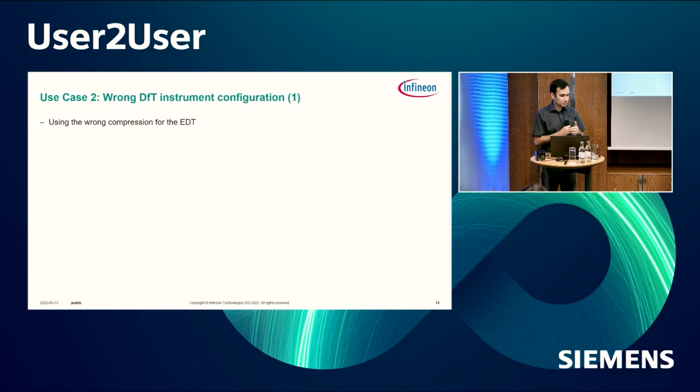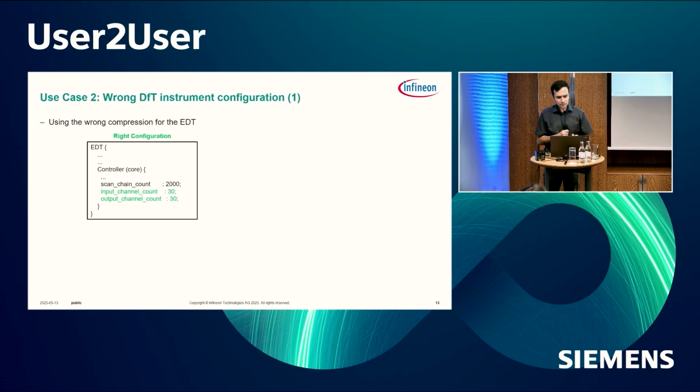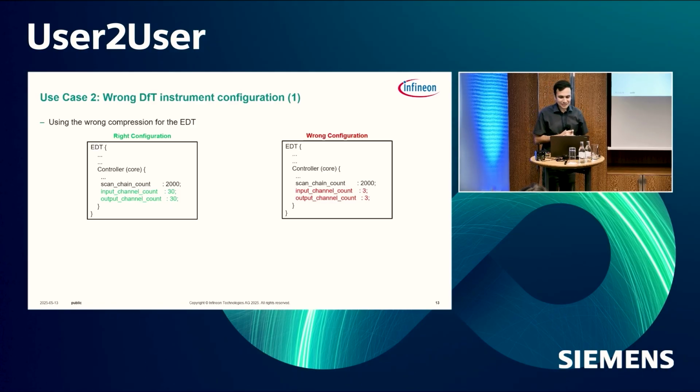So for example, assume that you want to insert an EDT into your design. It's the correct configuration for an EDT. So you want to insert an EDT with 30 input channels and 30 output channels. However, by mistake, someone set it to 3. So what happens is that you are using a very high compression here for this EDT.